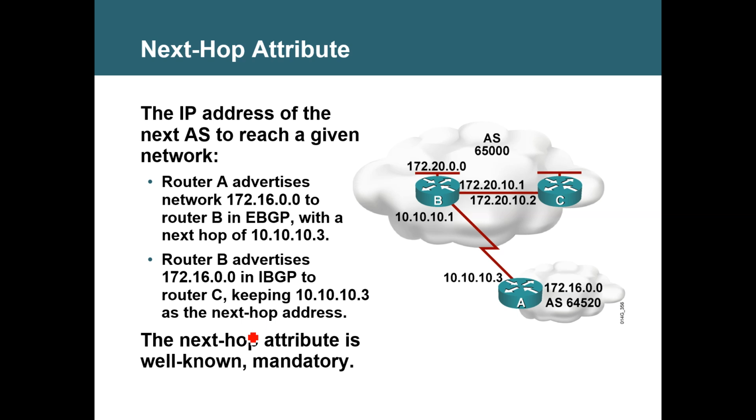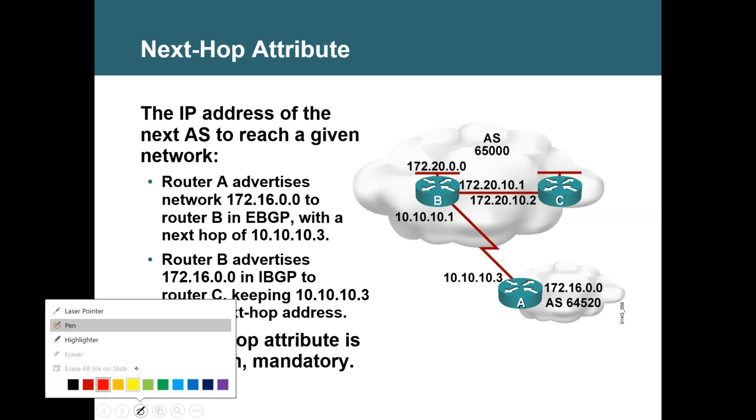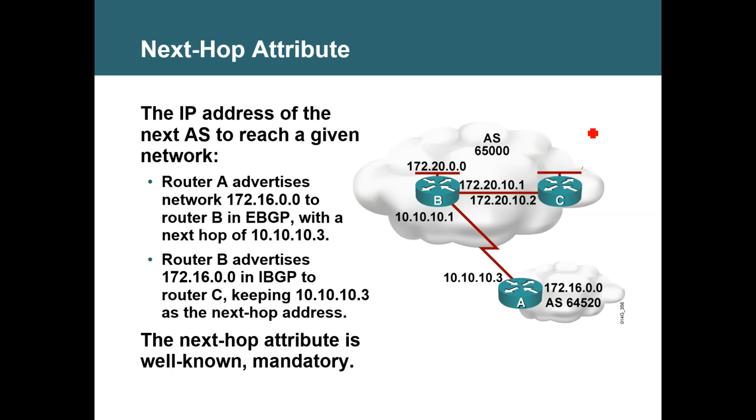When we don't say that, C router will have the next hop as this address for this network, because the eBGP address that comes to B will be carried into IBGP. Now, next hop is a well-known mandatory attribute.